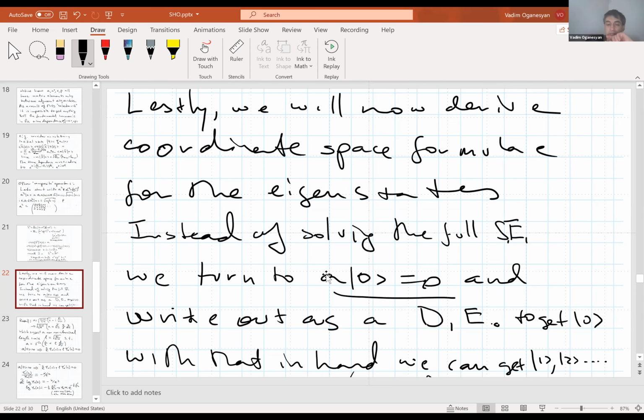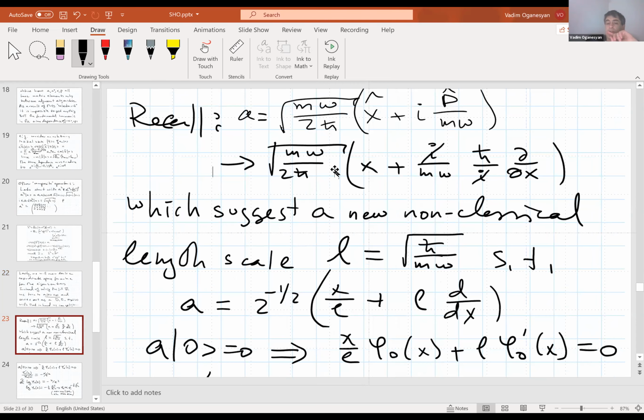But the clever part is to think about the equation, not the Schrodinger equation, but the equation for the ground state as a differential equation. The equation for the ground state, this is the one that I underlined here, is the annihilation operator operating on the ground state wave function giving you 0. Okay, so let's write that out as a differential equation.